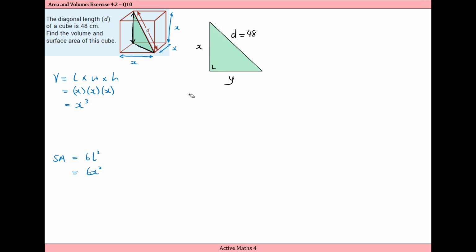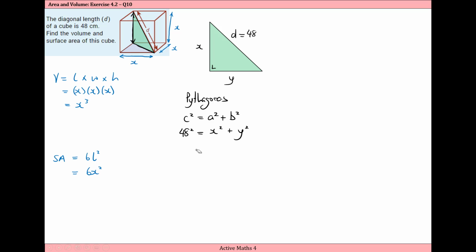So I have two unknowns in this question, x and y, but I'm still going to form an equation using Pythagoras' theorem. So Pythagoras' theorem works for right angled triangles and says that c squared, the hypotenuse squared, is equal to the sum of the squares of the other two sides. So in our example, 48 squared is equal to x squared plus y squared. Now, as I mentioned, we have two unknowns in this question, so I'm not going to be able to solve for x just with this information. So I'm going to have to use some other information.